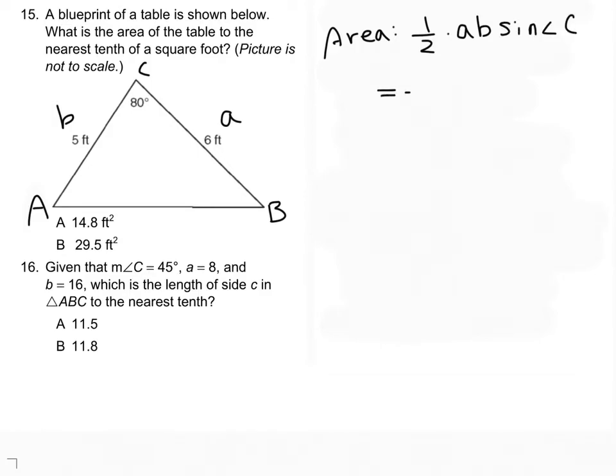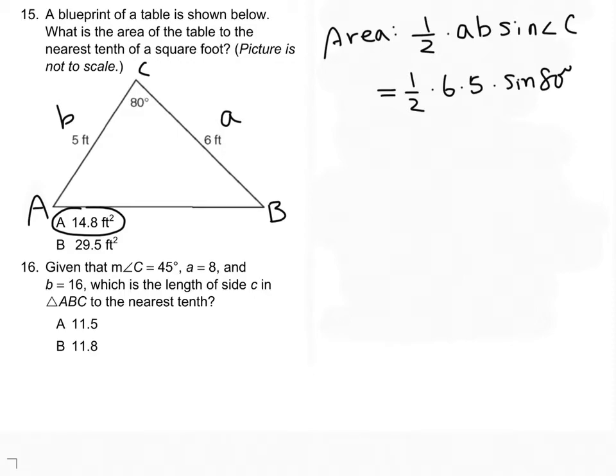So I can directly plug it in. 1/2 of A. What is our A? What's our B? What's our C? So go ahead and plug that in your calculator. You will find the answer is going to be 14.8 foot square. Area is always in square feet.